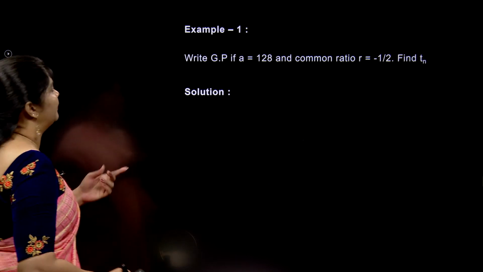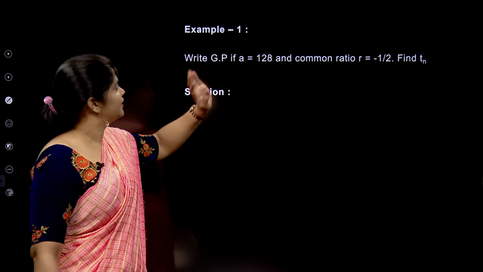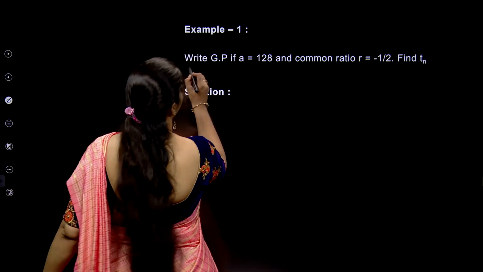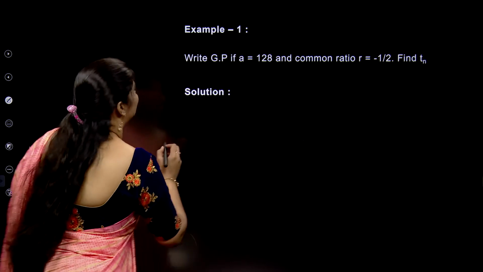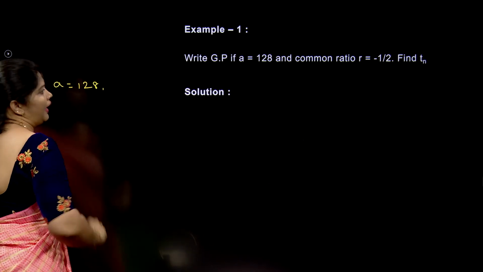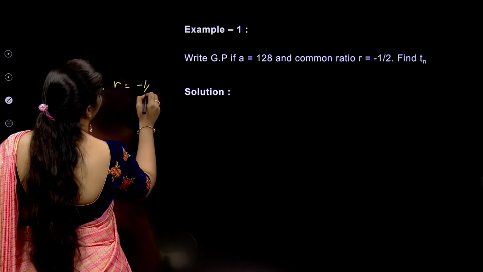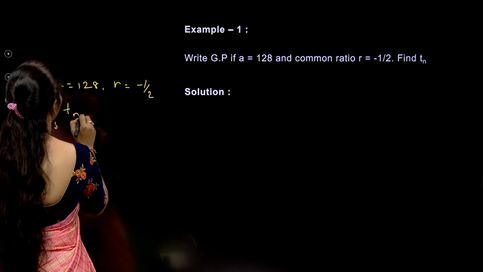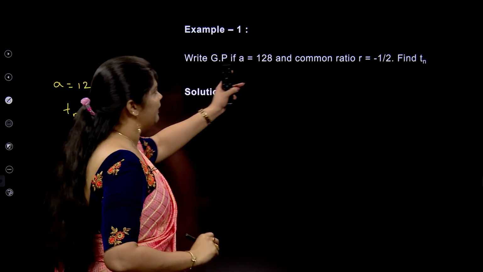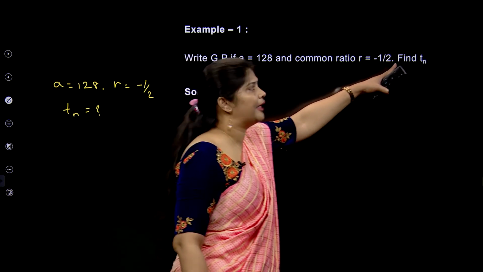Next property. Example, first example in GP. Write the GP if A equal to 128 and the common ratio R equal to minus 1 by 2. Then Tn equal to how much? Find Tn if A equal to 128 and common ratio R equal to minus 1 by 2.